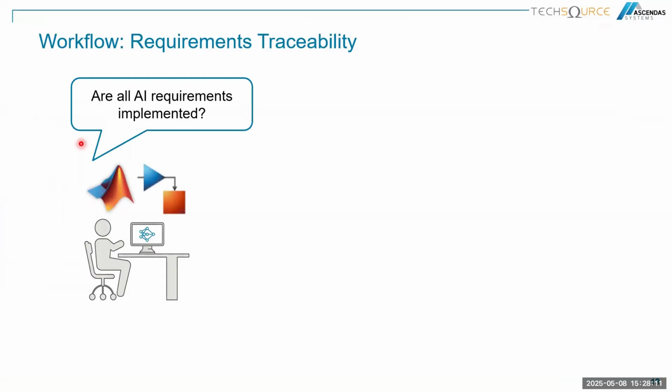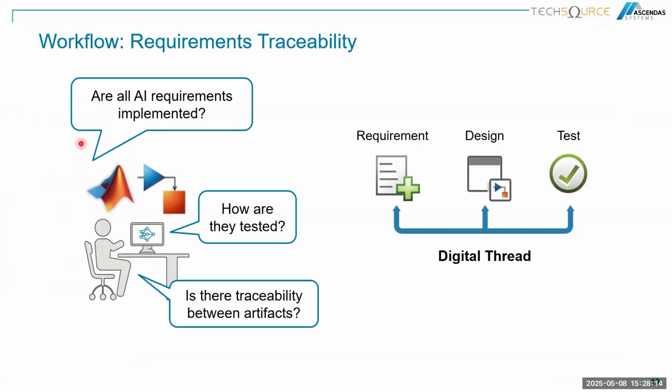So we perform baseline testing. For example, how about the AI requirement: has it been implemented? Have we tested it yet? And how about the testability between requirement and testing? In Requirements Toolbox, this is the overall picture: we can have these requirement tools to trace between the requirements, the model that you design, and the test cases. So we have a digital thread that can trace each other.